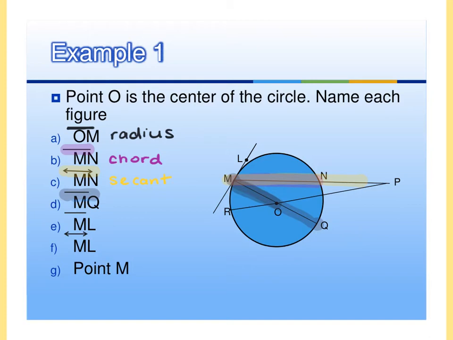So we say the best answer is diameter. If it's a chord that passes through the center, we say the best way to describe that is it's a diameter, okay? It's not technically wrong to say that's a chord. By definition, it is a chord. But if you want the best answer, most specific answer, then you want to use diameter for that.